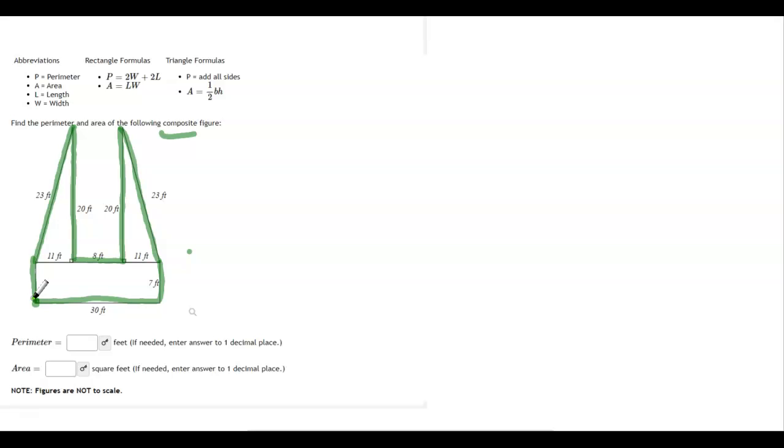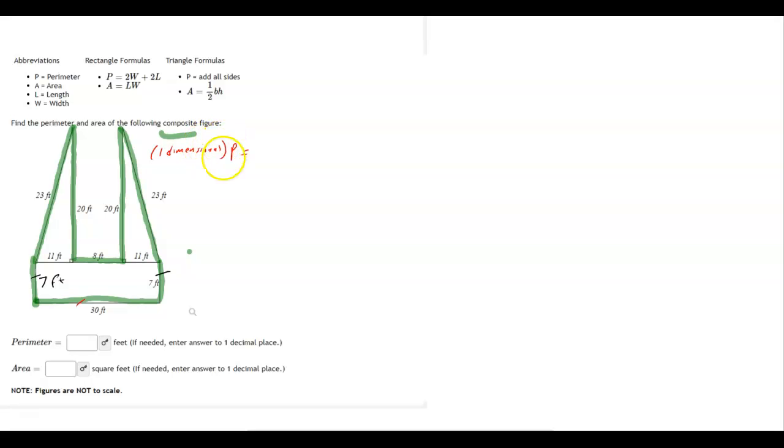Now, pretty much all those lengths are given except for this one right here. This is 7 feet because it's the same measure as the opposite side of that rectangle. And so it's just a simple matter of adding up those sides. Let's start with this 30-foot side. So the perimeter, we'll use P for that, and these are all in feet. And remember, perimeter is a one-dimensional measurement.